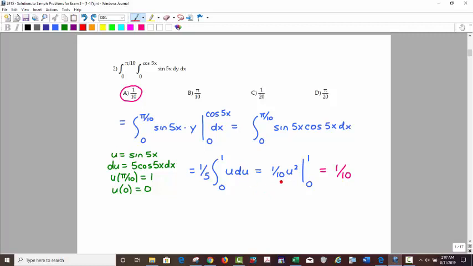All right, the antiderivative of u will be 1/2 u squared, with the 1/5 in front, which makes it 1/10. From 0 to 1, put in 1 there, so pretty straightforward. That gives you 1 over 10. That takes care of that problem.